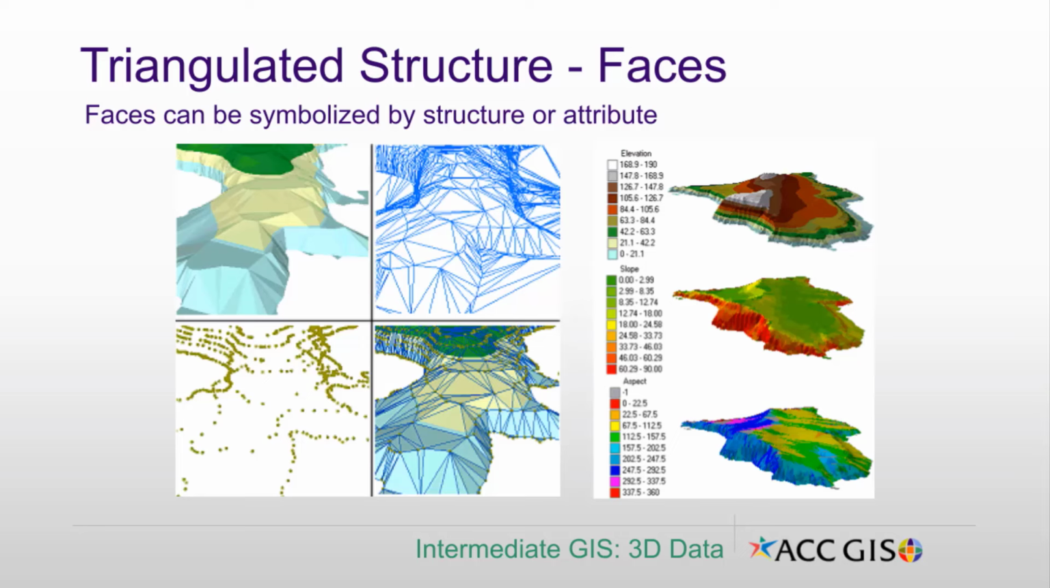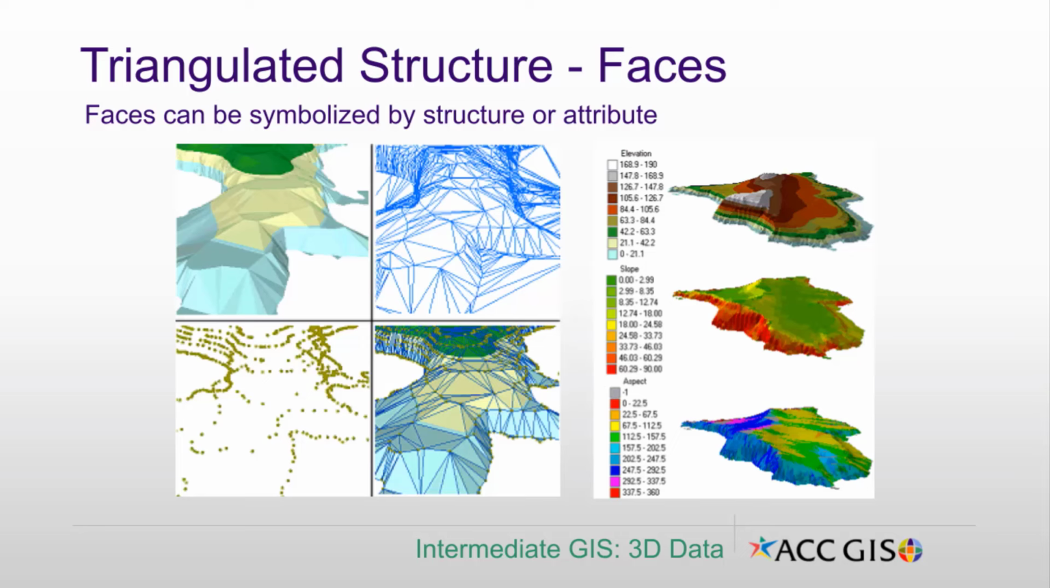Now, the faces in a triangulated structure can be symbolized by structure or attribute. And if you look in the lower left-hand corner, I'm only symbolizing the mass points. In the upper left-hand corner, it's only the faces by elevation. In the upper right-hand corner, it's only the triangle vectors. And in the lower right-hand corner, it's a combination of the points, faces, and lines.